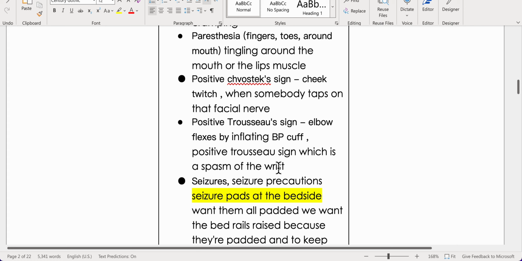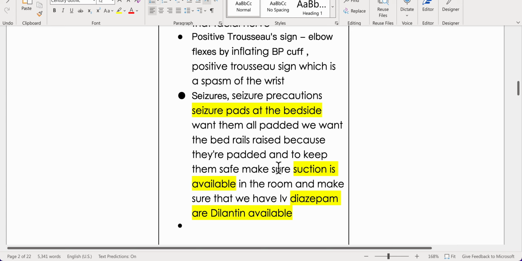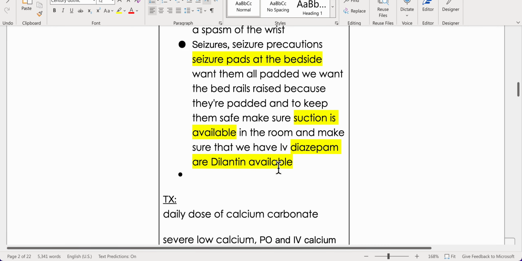Seizures, seizure precautions. Seizure pads at the bedside, we want them all padded. We want the bed rails raised, because they're padded, and to keep them safe. Make sure suction is available in the room, and make sure that we have IV diazepam or Dilantin available.